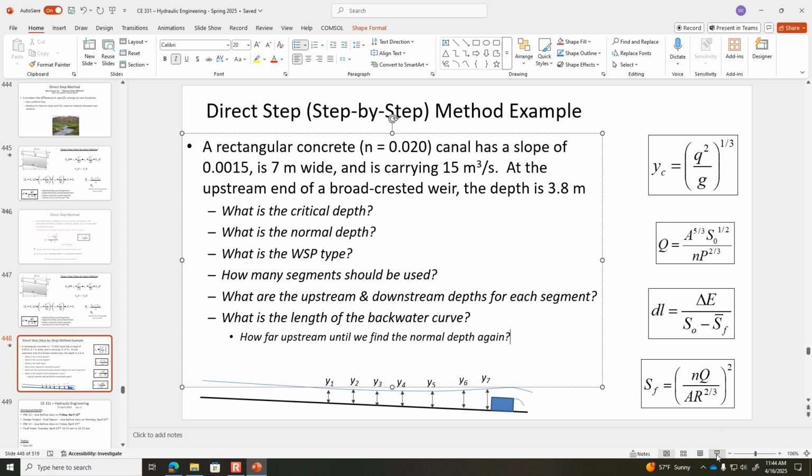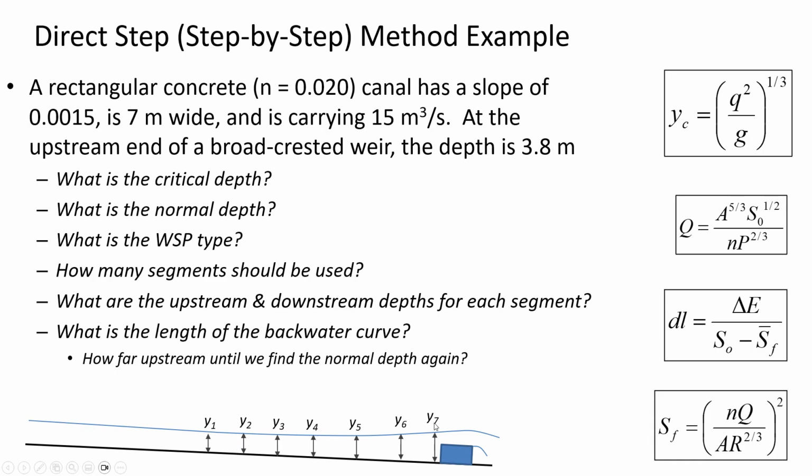So here at the obstacle, we measure the depth as 3.8 meters. And one of the rules that we use here is that the depths can't be any more than 1/2 meter. We're going to find out how far upstream is it to where the depth is 1/2 meter or less. And we want to go upstream until we find the normal depth.